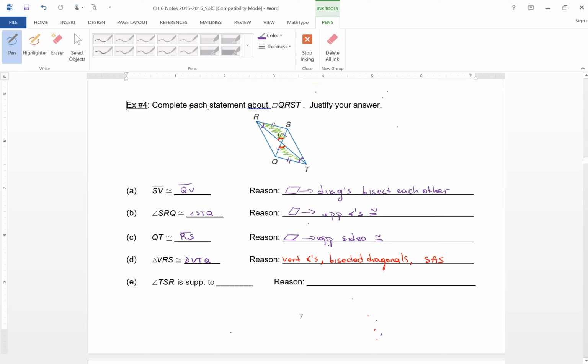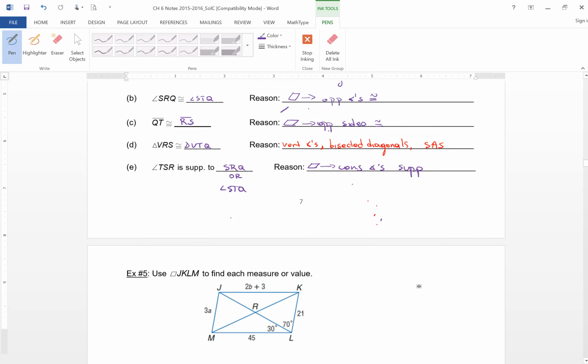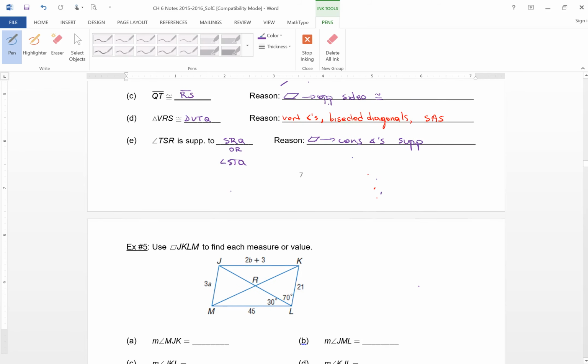Next one, angle TSR is supplementary to angle what? SRQ or STQ, right? Because in a parallelogram, consecutive angles are supplementary. If it says, name an angle, then no. But if it says something like this, then you should.